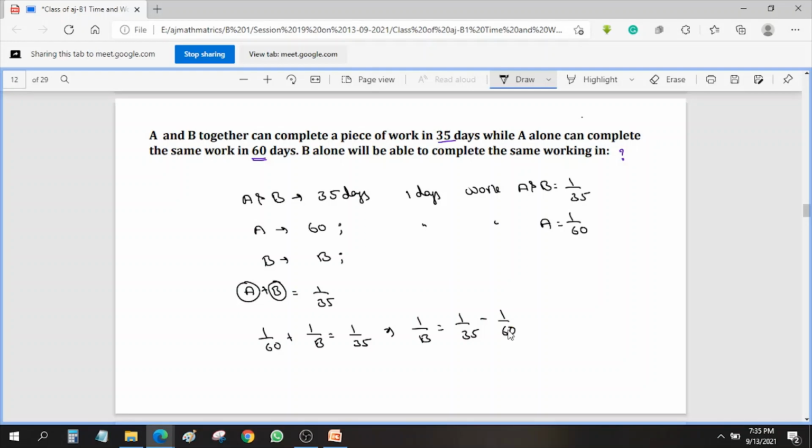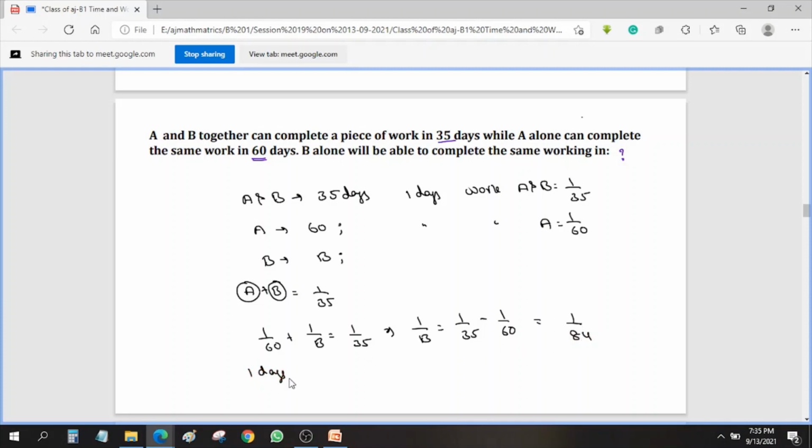Now if you take this one and solve it, you will get the answer as 1 by 84. That calculation you have to do. Now 1 day's work of B equals what? 1 by 84. Now the total number of days is what? The total number of days equals 84. So this is how we need to solve.